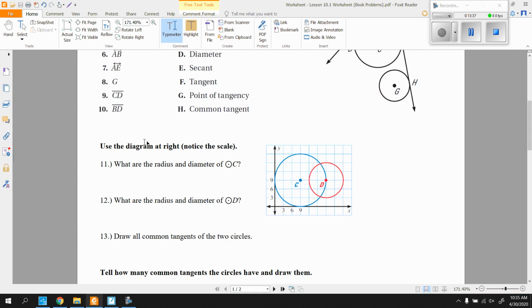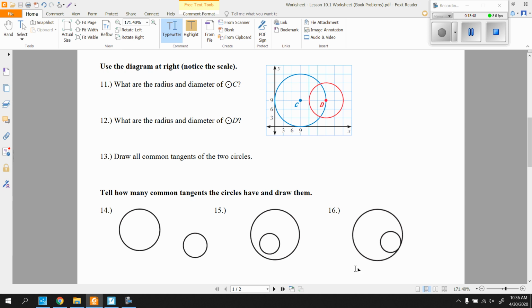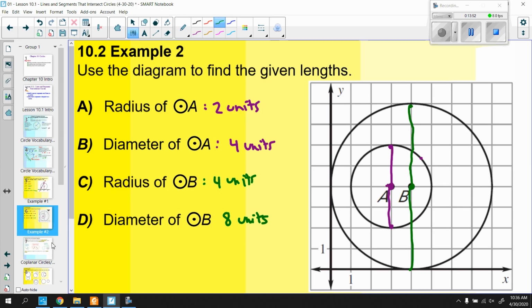So on the homework, just watch, and I wrote it here, I just don't want you to miss it, watch the scale. Okay, so this scale isn't going by 1s, it's going by 3s. There's one other question here that we've got to talk about, there's common tangents, which will come up right here as well. So 13, 14, 15, 16 all involve this concept of common tangents.